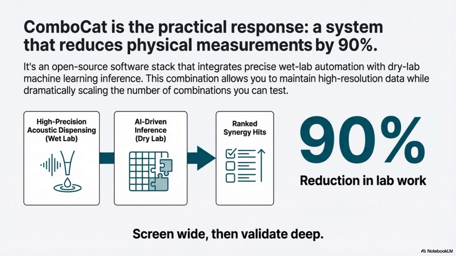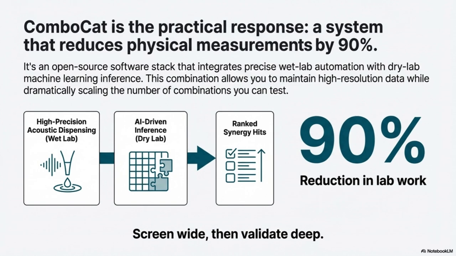Precisely. And it gets there by stitching together two key capabilities. First, you've got the wet lab component, which is high-precision acoustic dispensing. And second, you have the dry lab part, machine learning inference that predicts all the missing data. So today, we're going to step through this whole system, the hardware, how the sparse mode works, and the results they've already gotten.